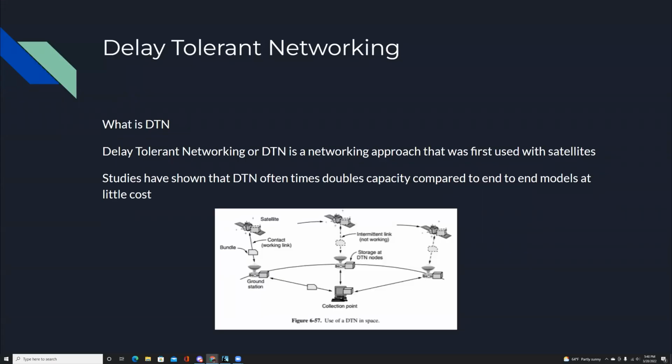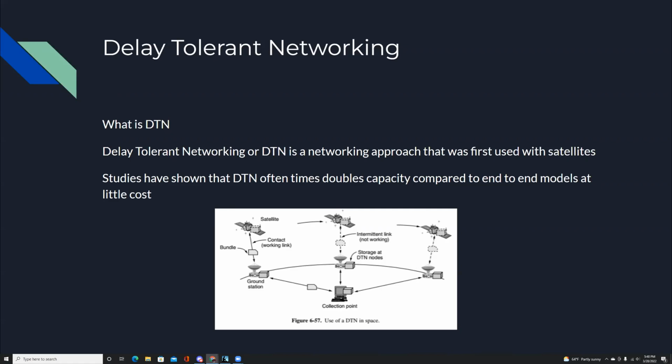So I'm going to be talking about delay tolerant networking. What is DTN, or delay tolerant networking? Delay tolerant networking, or DTN, is a networking approach that was first used with satellites.